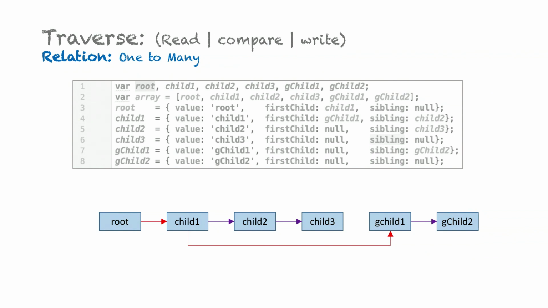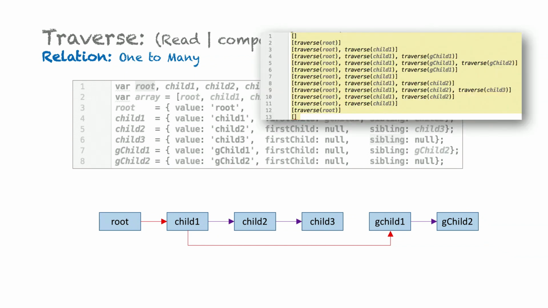Now when you start with the root, you go through each and every node and come back to the root. So you get this call stack in your browser. So this is a recursion. This is good because we did all the read operations. We can do compare, that's fine.